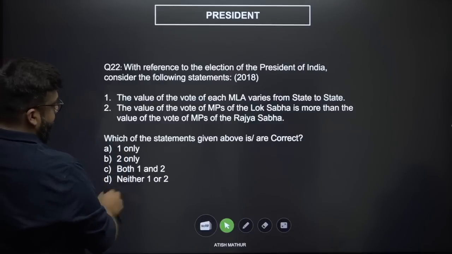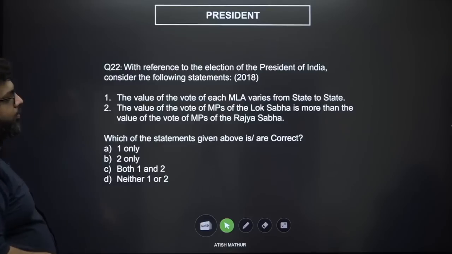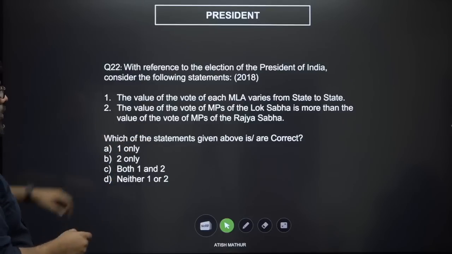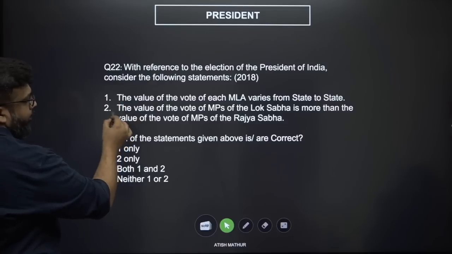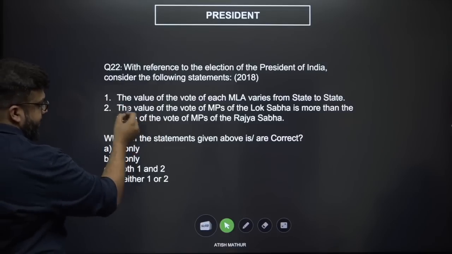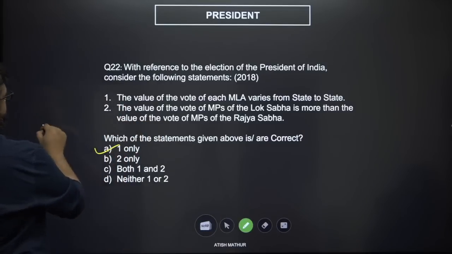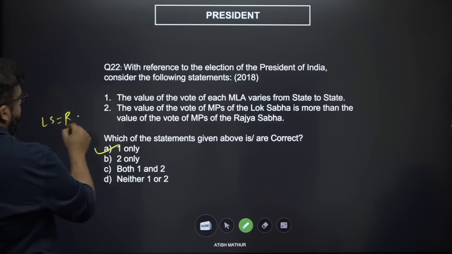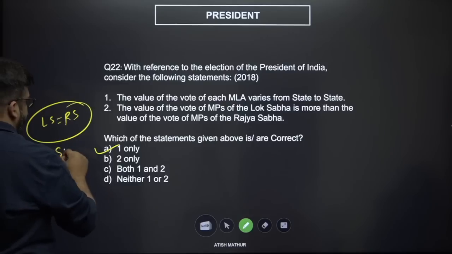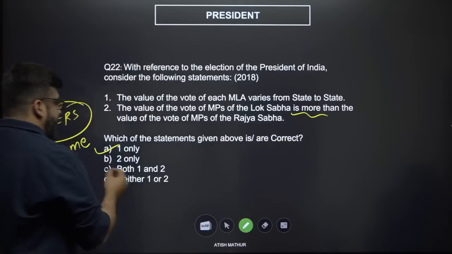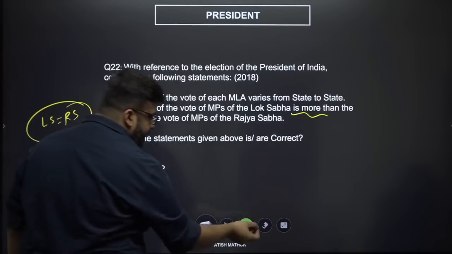The answer here should be... because both of the values are the same, the second statement is wrong. So the correct answer will only be A, because Lok Sabha and Rajya Sabha MP votes are the same. They're counted the same number of times. This says it's more, so the answer will only be A. I'm sorry, pardon my mistake.